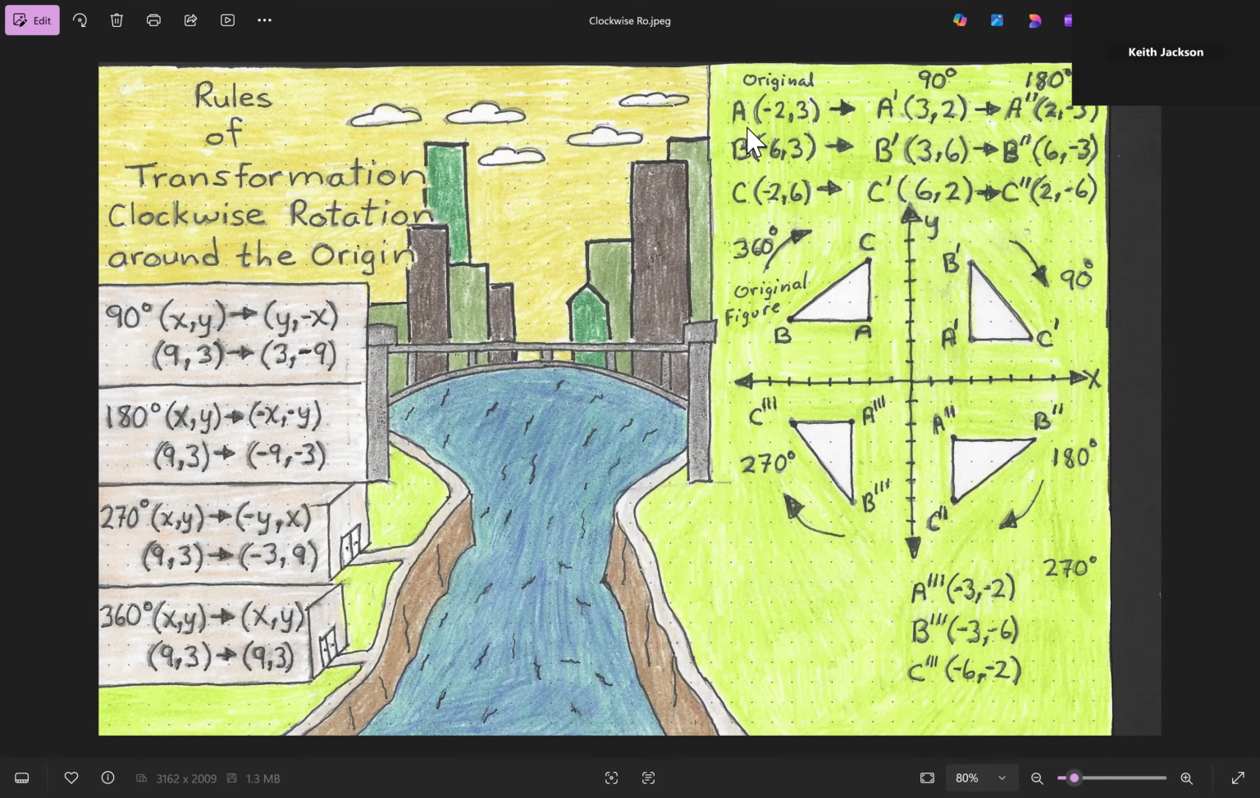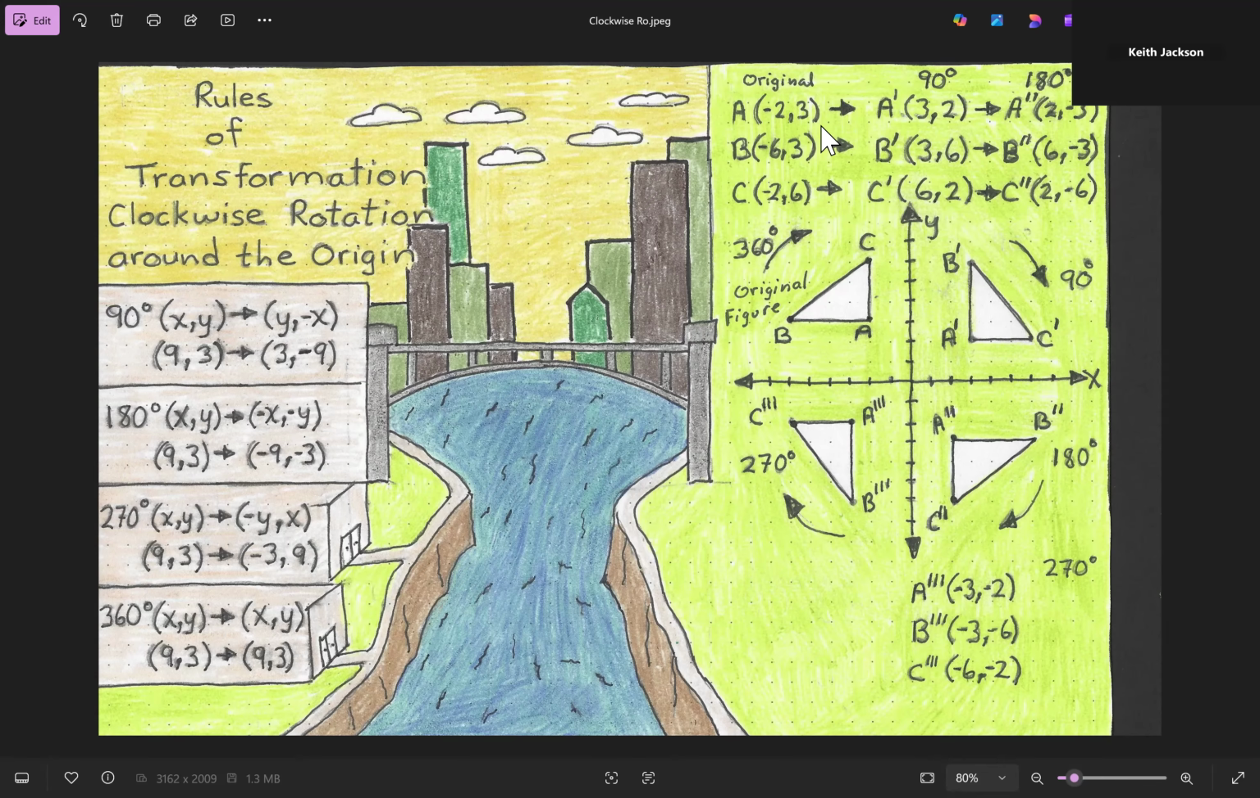And so let's take a look at this right here. We have A, B, and C. This is the original figure, A, B, and C. And notice that A is at negative 2, 3, B is at negative 6, 3, and C is at negative 2, 6. What we're going to do is rotate this original figure 90 degrees around this origin right here.